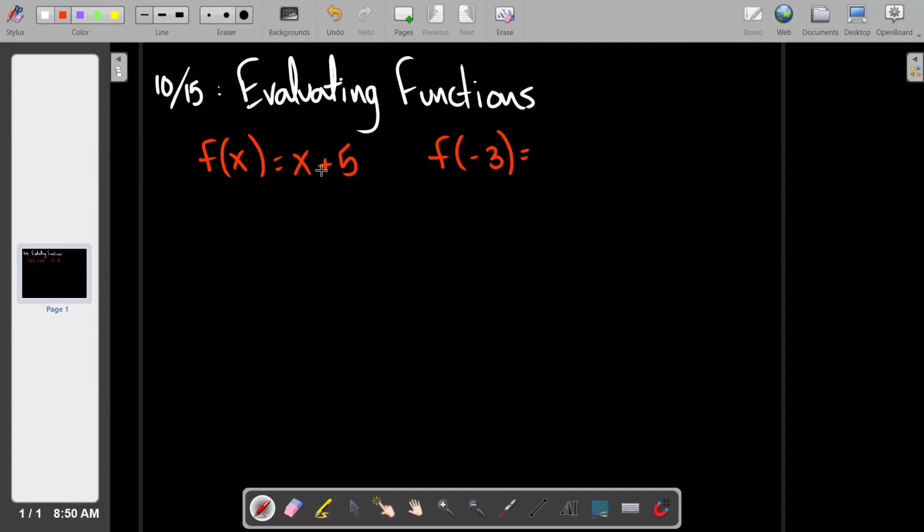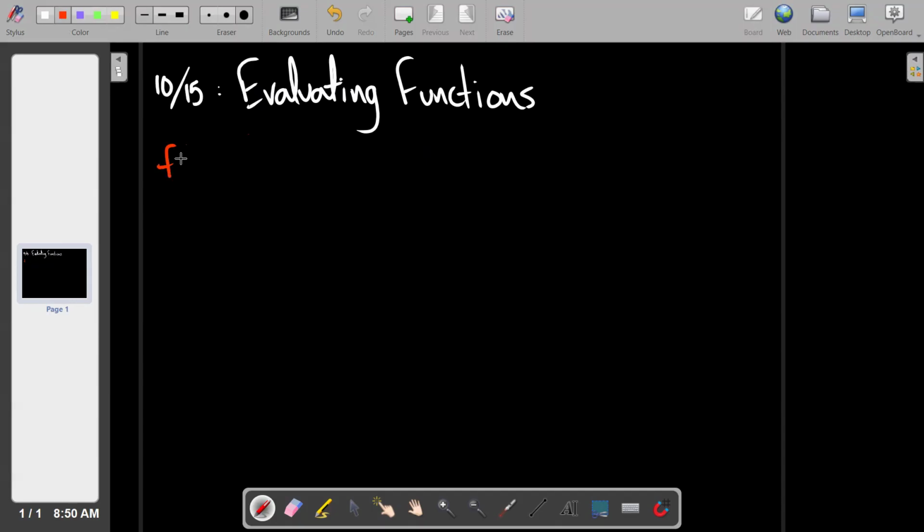And of course, you just put -3 in place of x. -3 plus 5 is 2. So the first time we met this concept, we were just plugging numbers in place of letters and we were done. The second time I asked you to evaluate functions was a couple of days ago, and most of you weren't huge fans, and some of you might still not be huge fans of it.